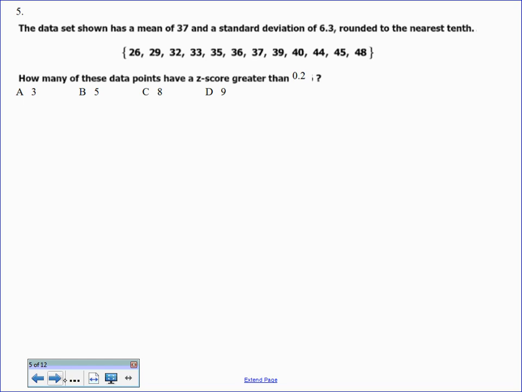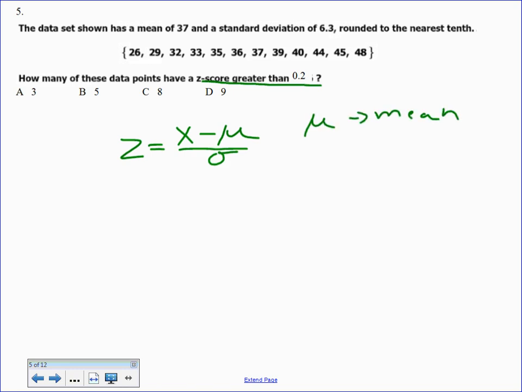All right, the data set shown has a mean of 37 and a standard deviation of 6.3, round to the nearest tenth. How many data points have a z-score greater than 0.2? So, what value does a z-score of 0.2 refer to? So remember, z equals x minus mu divided by sigma. And mu is the mean, and sigma is the standard deviation.